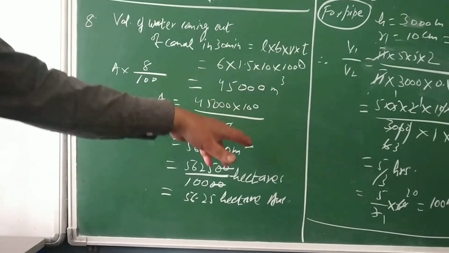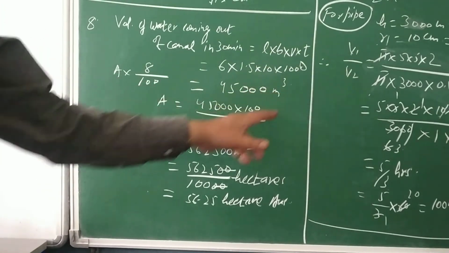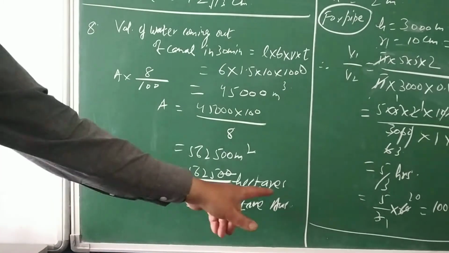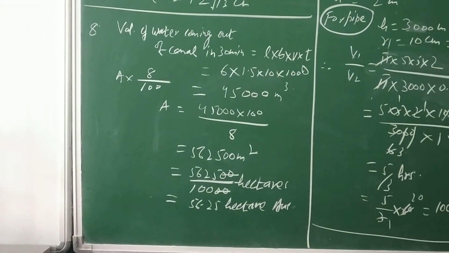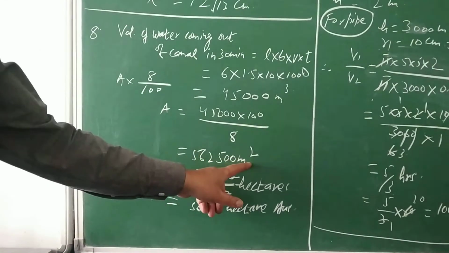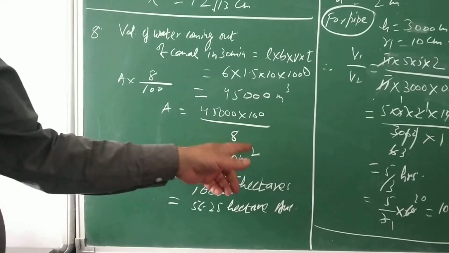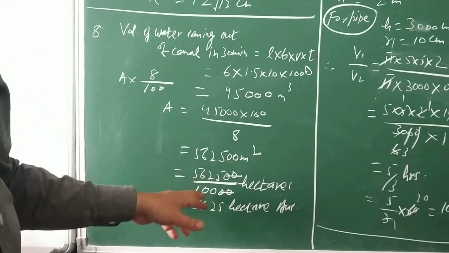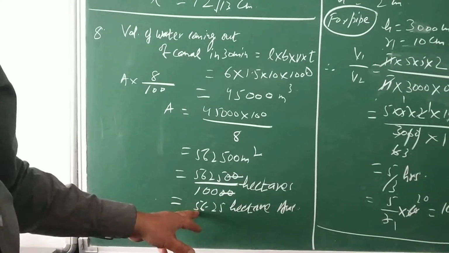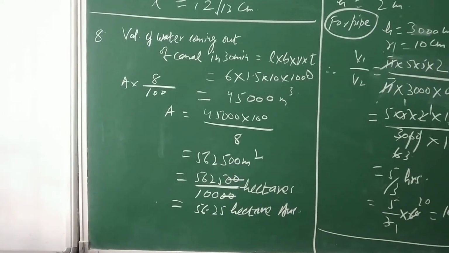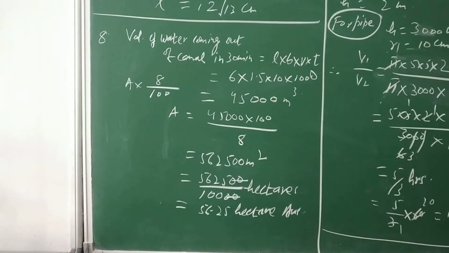So you shift this to this side by putting all these values here and calculate this. It comes 56.25 hectares, because it was coming here in meter square. So to convert the meter square into hectare, you can divide it by 10,000 and then you can write your answer. It is equal to 56.25 hectares.